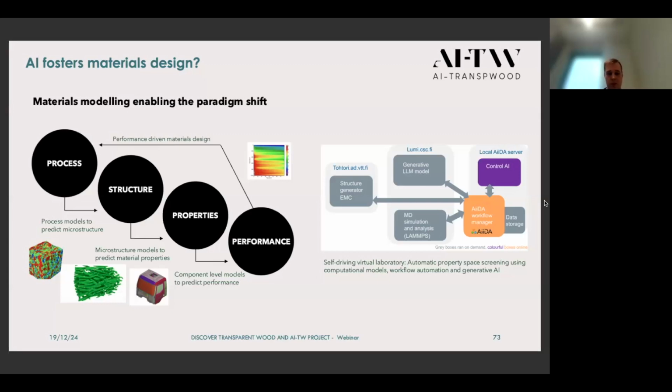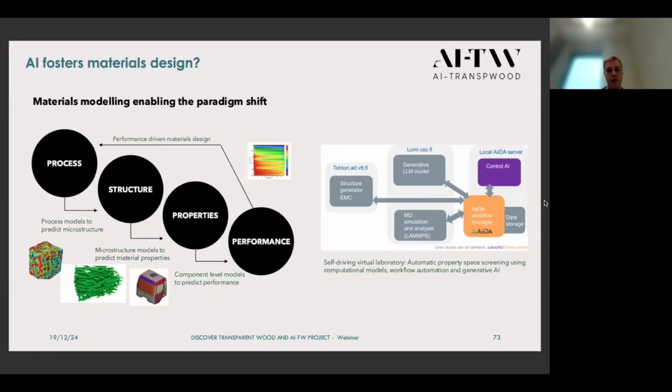This brings us to the process-structure causality. Then the structures will give certain properties, and how the properties depend on the structure is another causality that needs to be resolved. And then finally, the properties set into a certain environment give us a certain performance, and this is another causality that needs to be resolved.